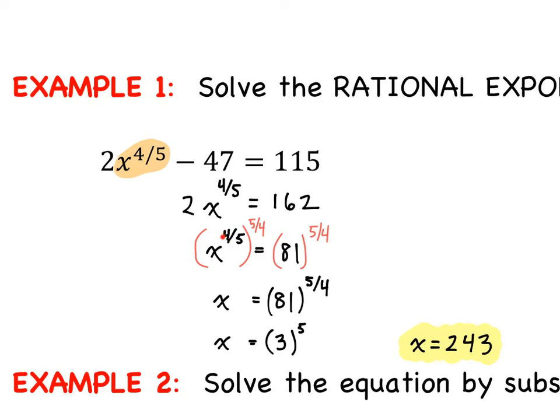So going straight across, we would have 4 times 5, which is 20, over 5 times 4, which is 20, which 20 over 20 is just 1. So we get x by itself down here. And now we have 81 to the 5/4.